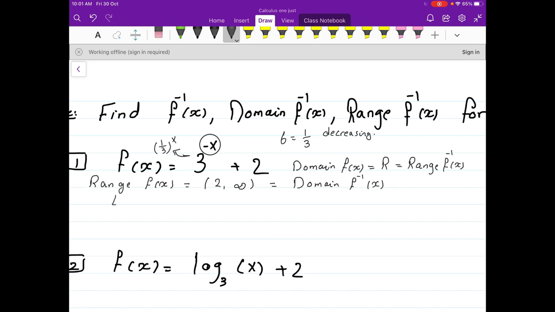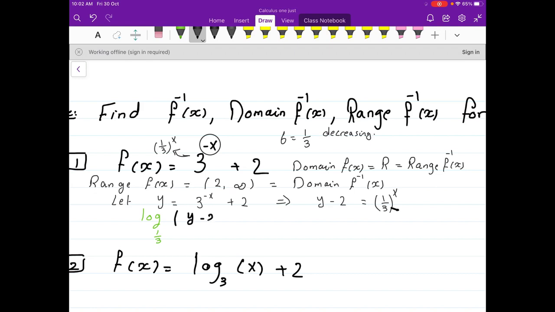The procedure to find the inverse. Let y equal 3 to the power minus x plus 2. You want to solve for x in terms of y. y minus 2 equals 1 over 3 to the power x. To get x alone, we take log of both sides, for which base? So if the base is e, you take ln. If the base is 5, you take log for the base 5. If the base is 2, we take the log for the base 2.